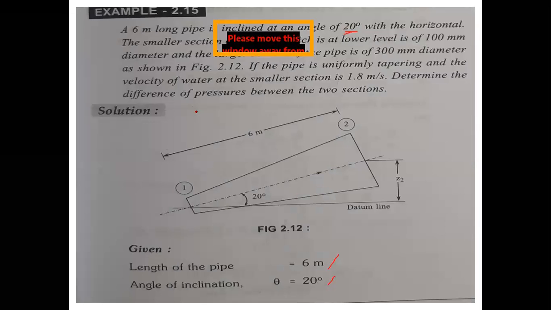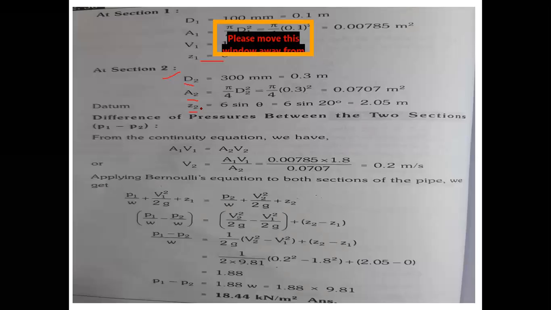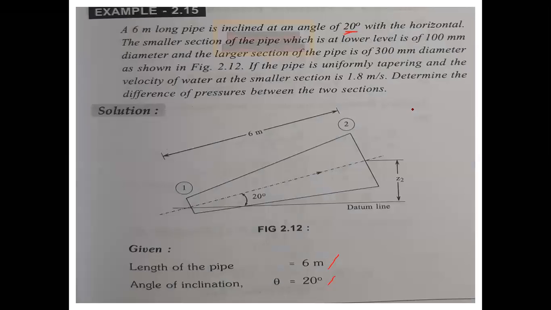It is making 20 degrees. So make a triangle. Then you get Z2 is equal to 6 sin theta, where theta is equal to 20 degrees. 6 sin 20 degrees is equal to 2.5 meters. So you know how it came, just like your hypotenuse formula. So draw a triangle like this. After making the triangle, this one is theta.